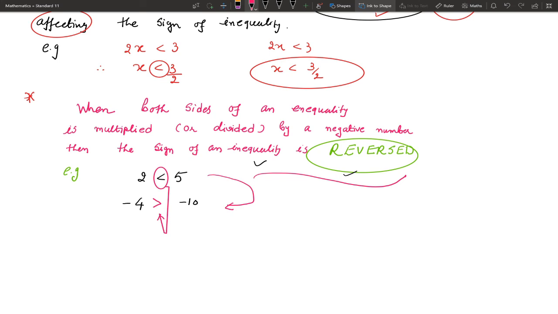So these are the basic things about linear inequality. What is inequality, what is strict and slack inequality, what is double inequality, what is the meaning of solution of an inequality, and also we have discussed two important rules for solving an inequality.